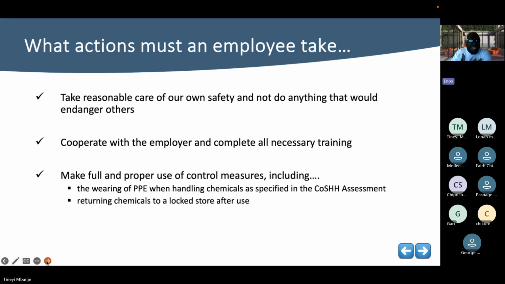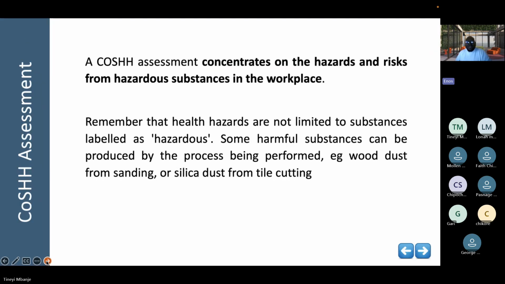And now there's need for trained individuals, qualified individuals. And as professionals, never shy away from telling companies, look, there is need for training for COSHH assessment filling in or writing. And make sure that there's proper use of PPE as it comes. And the COSHH assessment concentrates on hazards and risks from hazardous substances in the workplace. Remember that the health hazards are not limited to substances labeled as hazardous. And again, that's where my point comes with the activity.